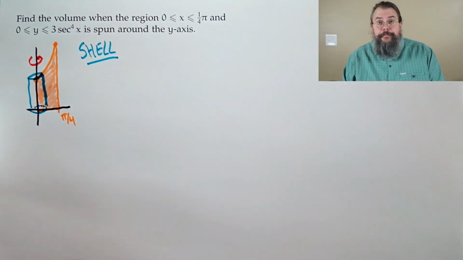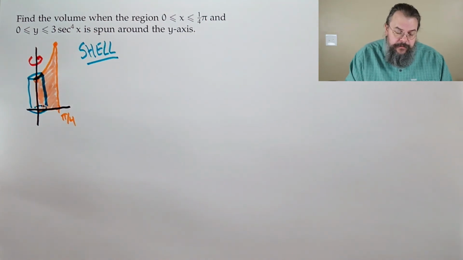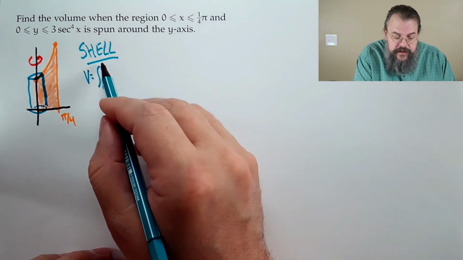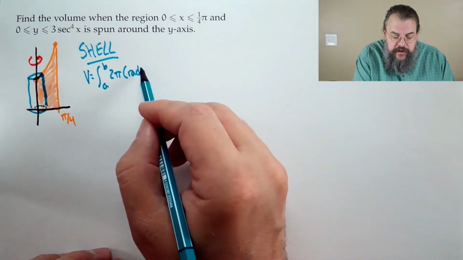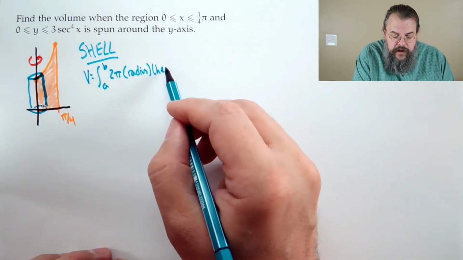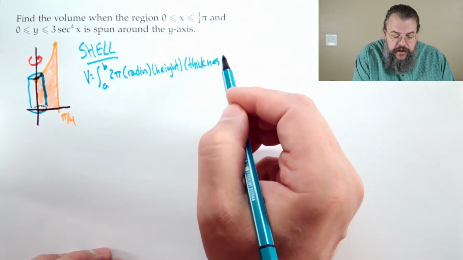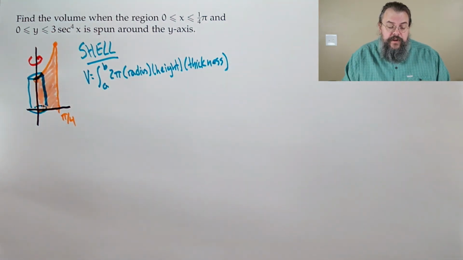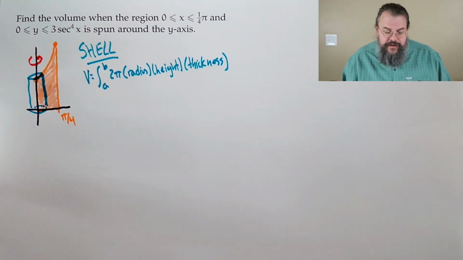Okay, good. So what does the shell method say? Well, the formula is the volume is adding up, start to finish: there's a 2 pi, a radius, a height, and a thickness. So these are the pieces that we would go into computing everything. So let's talk about what these things become. Some things are easy to spot, some things are a little bit more subtle.